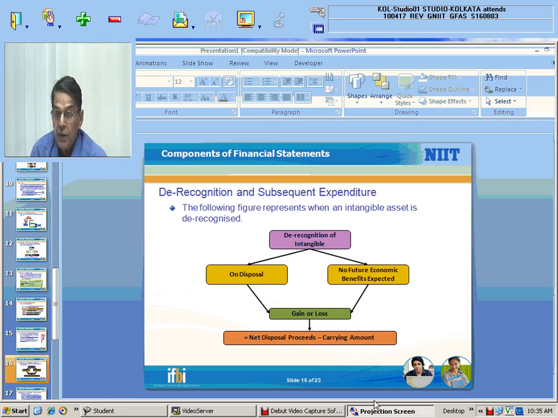Gain or loss on disposal is basically net disposal proceeds minus the carrying amount of the asset in the books. So that will be the gain or loss. If the net disposal proceeds are more than the carrying amount, there is a gain. If they are less than the carrying amount, there will be a loss. This is no different from what we discussed under IAS 16.